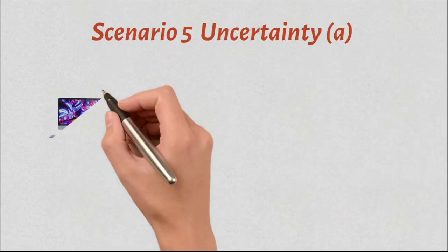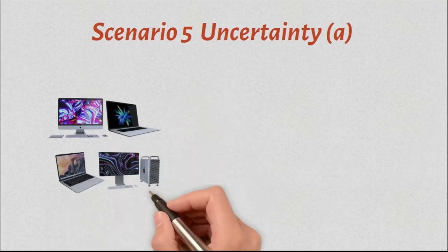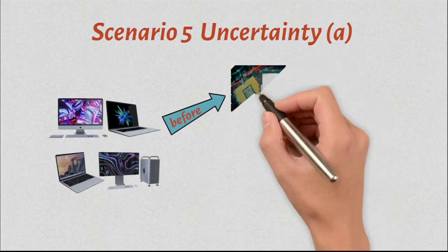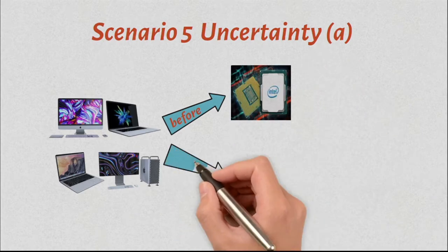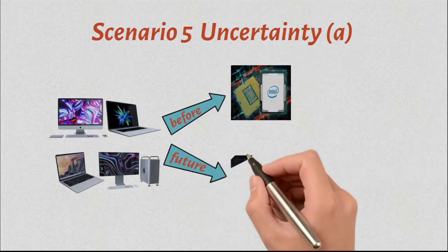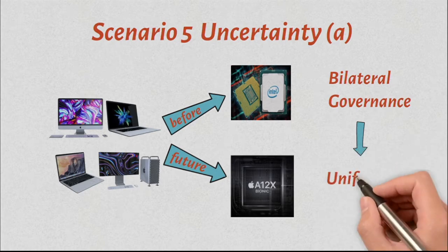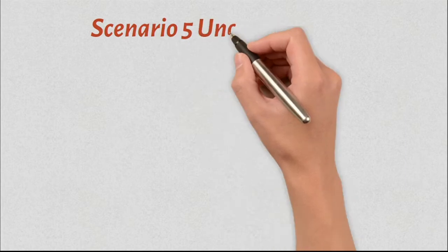Apple reduced their transaction costs this year by moving to unified governance from bilateral governance, by announcing that they would move from using Intel's CPUs to using their own CPUs in their computers. This would reduce their transaction costs, as they would have less dependency in creating their product.